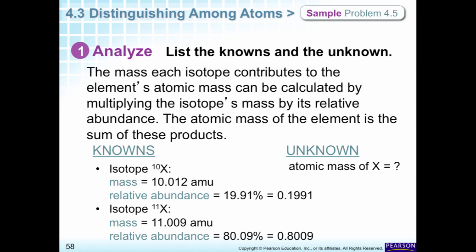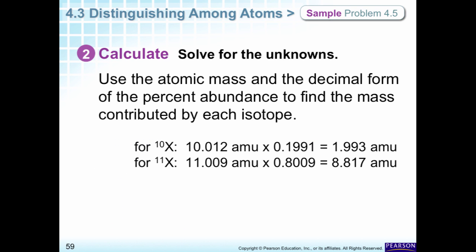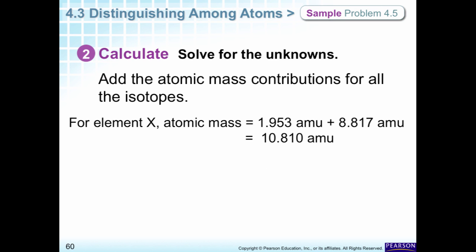So here are our knowns. We know what the isotopes are, X10 and X11. We know the masses of each of them, respectively, and we know the relative abundance. We change the percentage to the decimal values, and now we're ready to do our math. So we just multiply. We get 1.993 and 8.817. We add those together, and we get our final answer of 10.810 AMUs. Does that make sense?